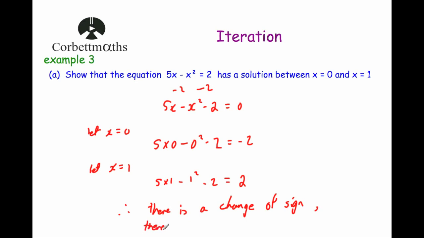therefore 5x minus x squared equals 2 has a solution between x equals 0 and x equals 1. And that's it.